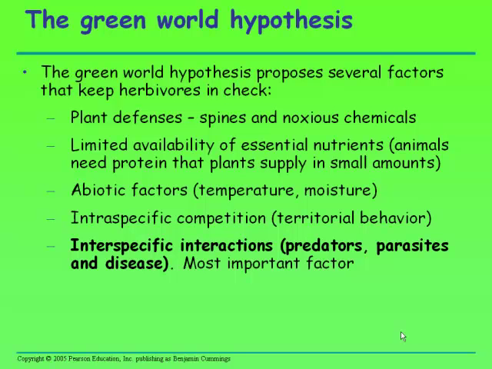Plant defenses, spines and noxious chemicals. Remember in the previous chapter we talked about acacia trees that have these awful spines. They have mutualism with the red ants. Limited availability of essential nutrients. Animals need protein that plants supply in small amounts. Abiotic factors: how hot or cold it is and the amount of moisture. Intraspecific competition, territorial behavior, and interspecific interactions: predators, parasites, and disease. This is probably the most important factor.